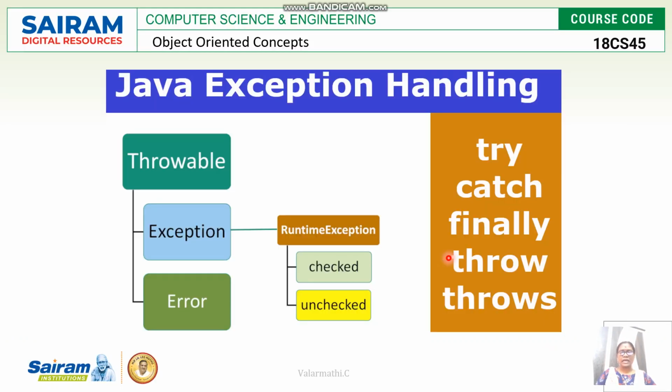Java exception handling is done with the help of 5 keywords. What are those? The first one is try, then catch, finally, throw, and throws. These 5 important keywords play a major role in exception handling. Coming to its types, Java exceptions are classified into 2 major categories: exception and error. Again, exception is classified into checked exception and unchecked exception. All of these we will see in this video in detail.